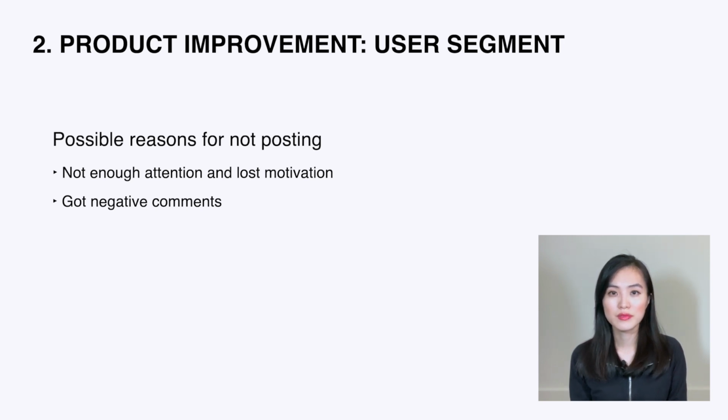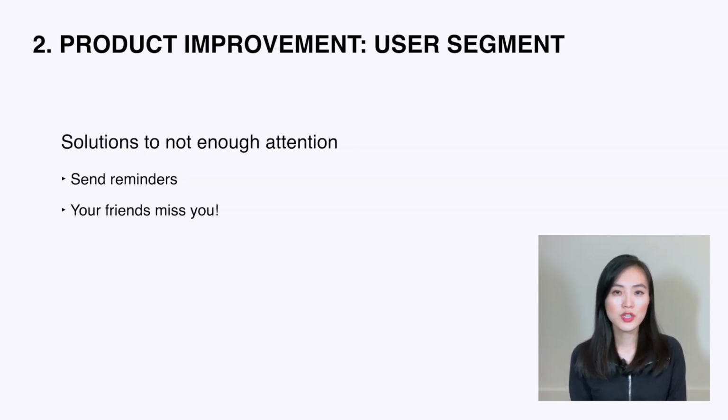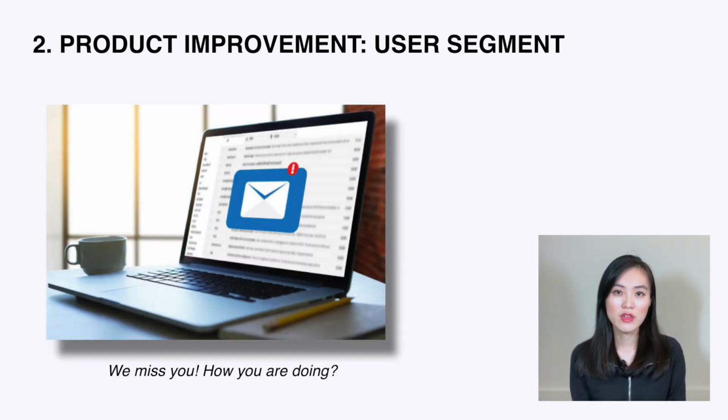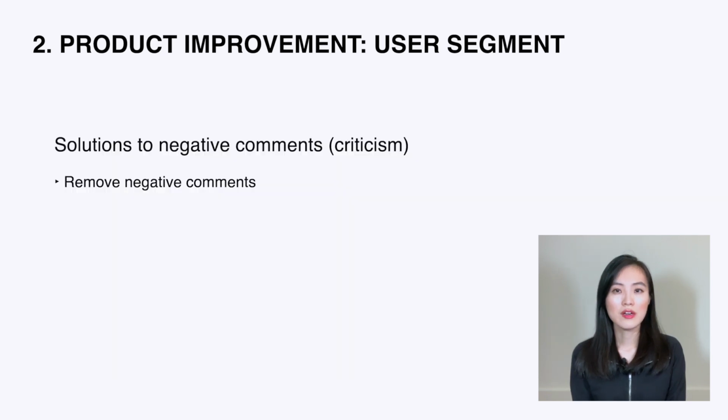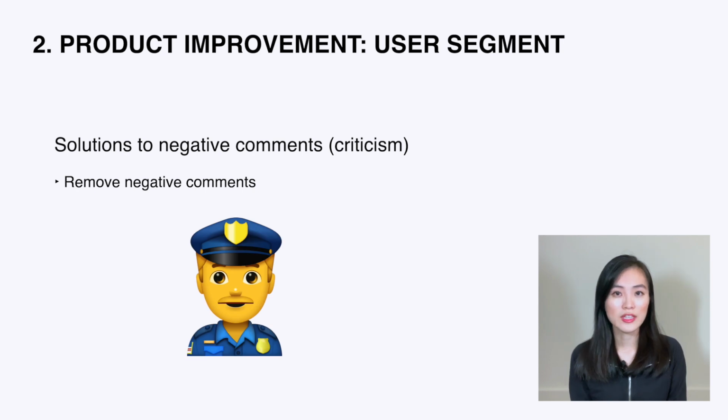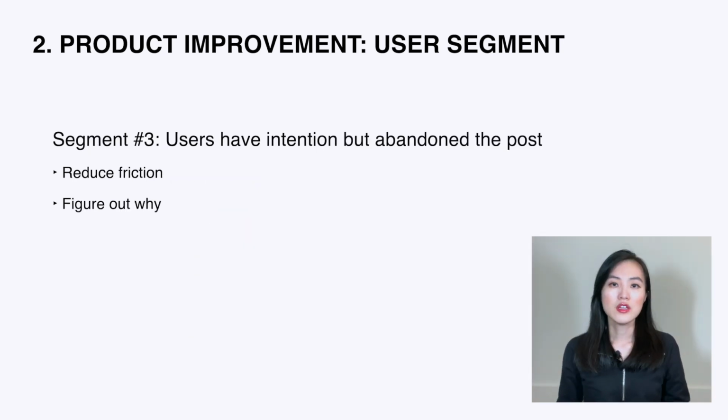Once we can figure out the reason, we could come up with ideas to address different needs for different people. If we find that people stop sharing was due to lack of attention to their previous posts, we could send some reminders and tell them that your friends miss you and they want to know how you are doing. That could encourage them to start posting. If the reason is about criticism on previous posts, the platform could take more actions to remove negative comments. The third group of users have the intention to post but end up abandoning the post.